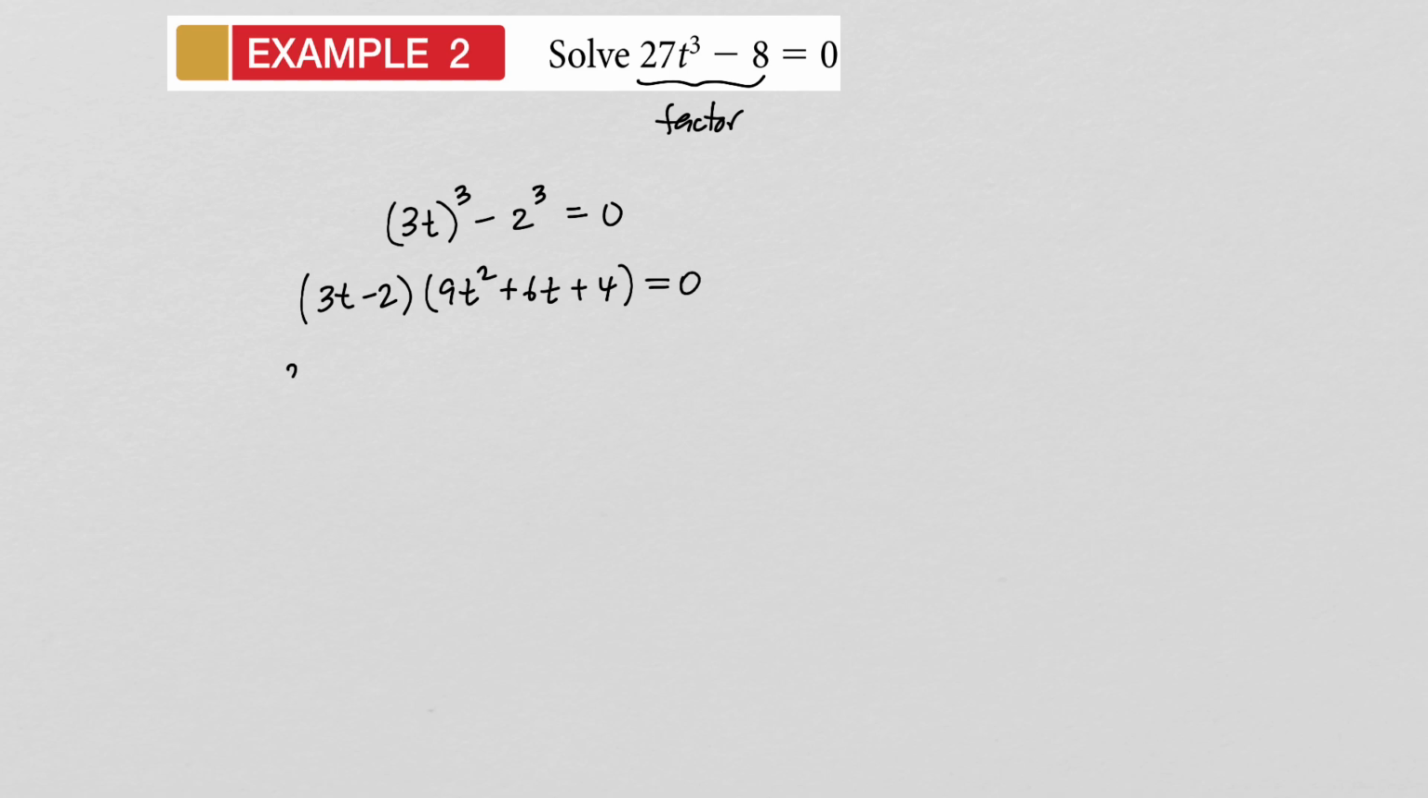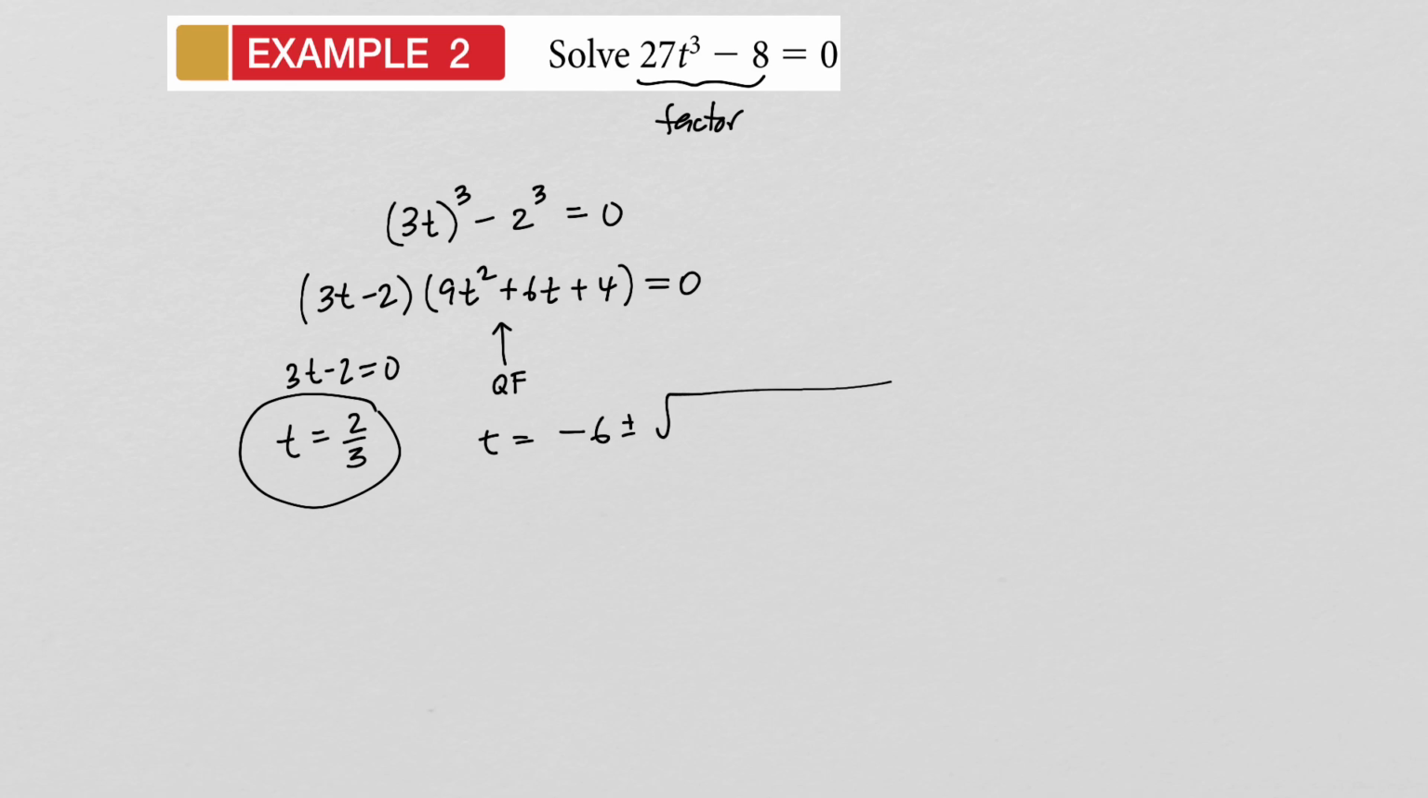And then now we just need to set each one of these factors equal to 0. And so the first factor is going to give us t equals 2/3. And the second factor, this requires the quadratic formula to solve. So t is going to be negative 6 plus or minus the square root of 6 squared, which is 36, minus 4 times 9 times 4, all divided by 2 times 9.